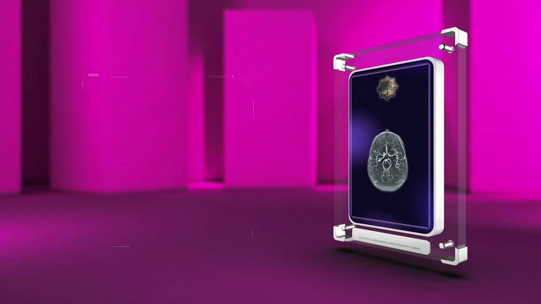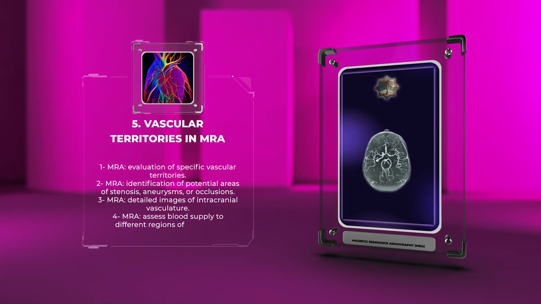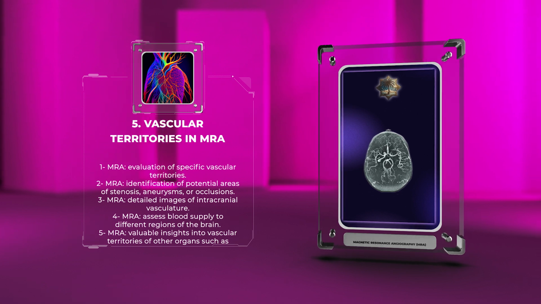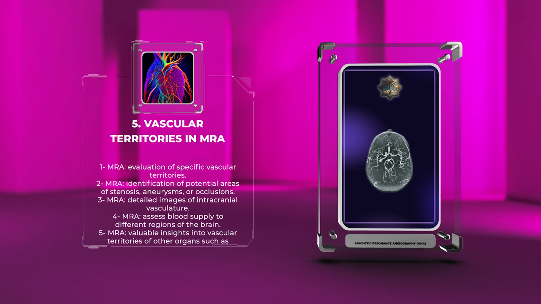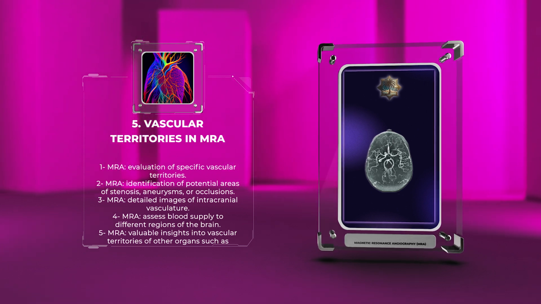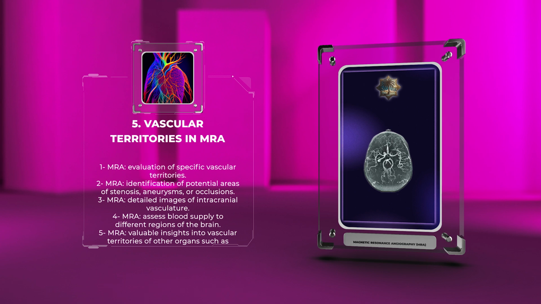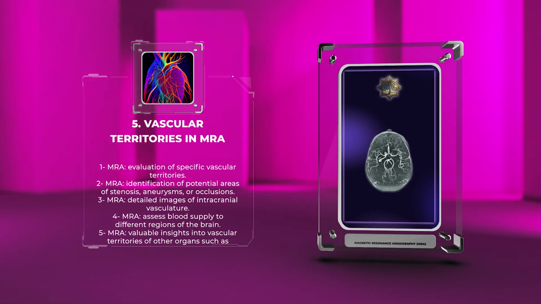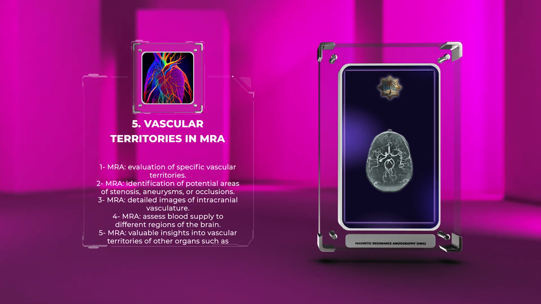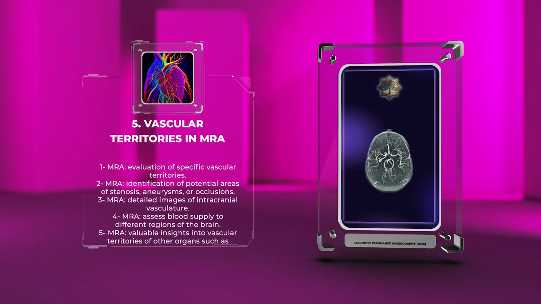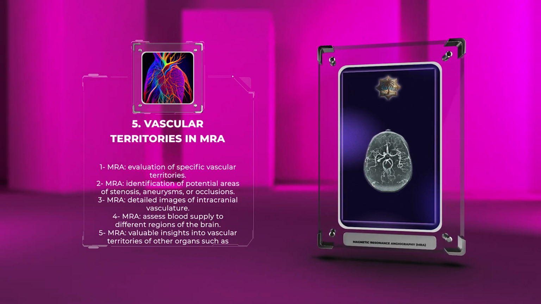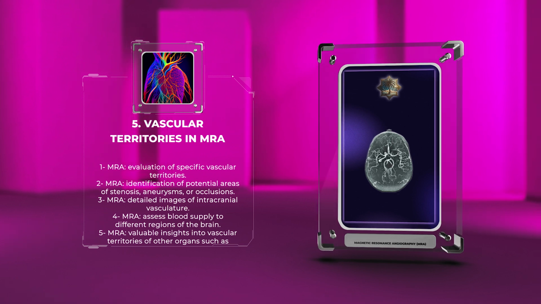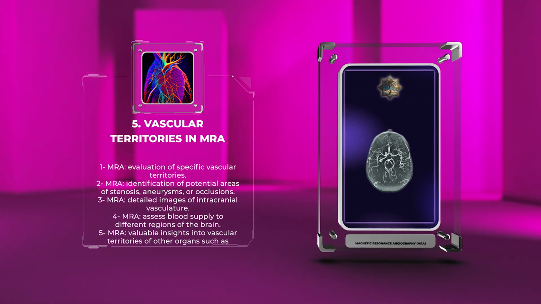MRA allows for the evaluation of specific vascular territories, enabling the identification of potential areas of stenosis, aneurysms, or occlusions. By acquiring detailed images of the intracranial vasculature, including the anterior, middle, and posterior cerebral arteries, clinicians can assess blood supply to different regions of the brain. Moreover, MRA provides valuable insights into the vascular territories of other organs, such as the kidneys, liver, and peripheral arteries. These assessments are essential in diagnosing conditions like renal artery stenosis, hepatocellular carcinoma, and peripheral arterial disease.